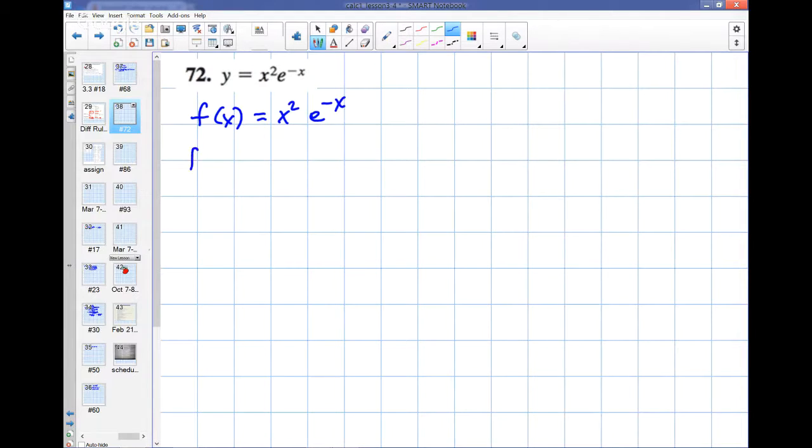So the product rule says take the first times the derivative of the second. Now think carefully. What's the derivative of e to the negative x? Well, it's itself. But there is an inner function, and that is negative x. And the derivative of negative 1x is negative 1. So we do have the chain rule, plus the second times the derivative of the first.